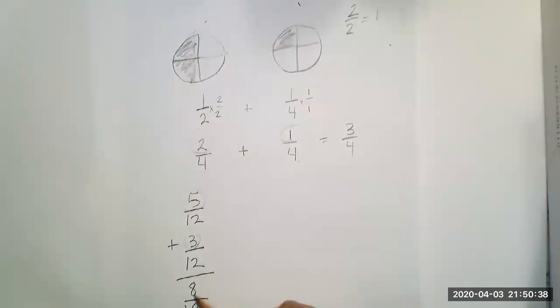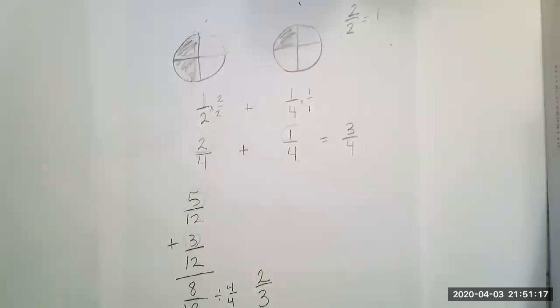Now if there is something that would divide into both of these equally, like for example the number 4, that's what it means to reduce. But it has to divide into both of them equally, and you end up with 2/3. 5/12 plus 3/12 is 8/12, which reduces to 2/3. Okay, so same denominator, add numerators, bring down the denominator, reduce if necessary.